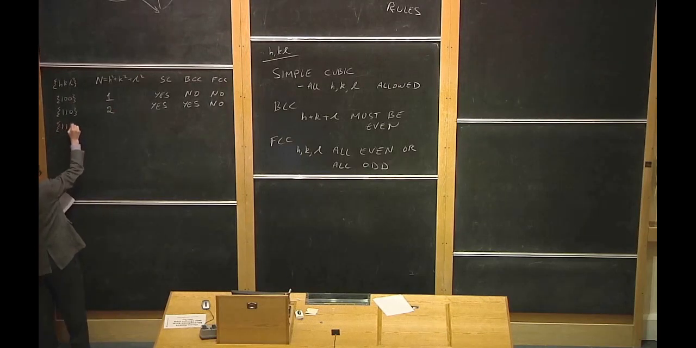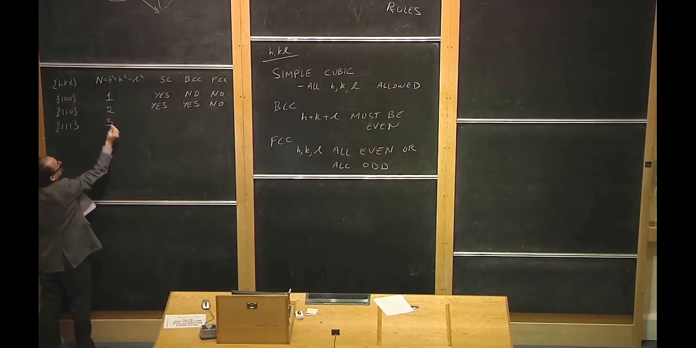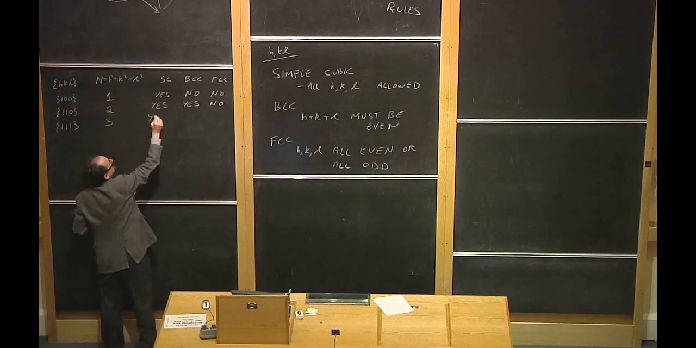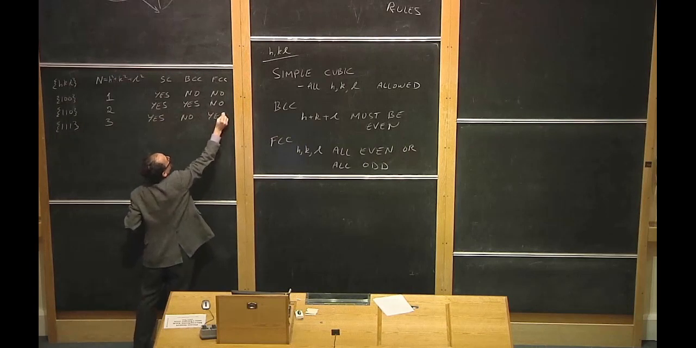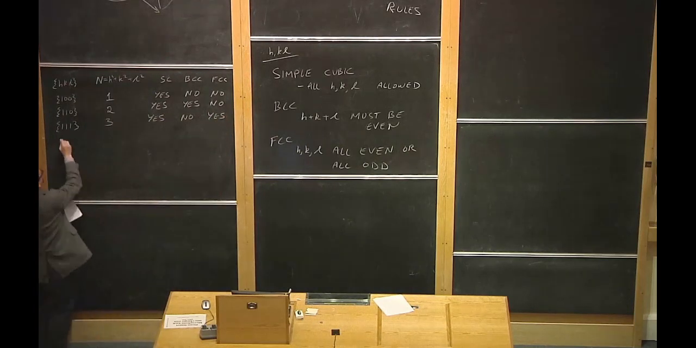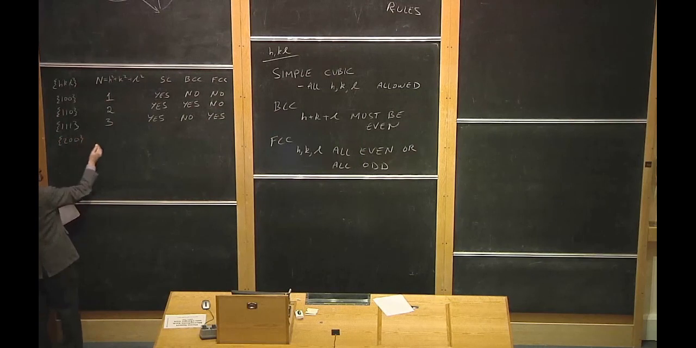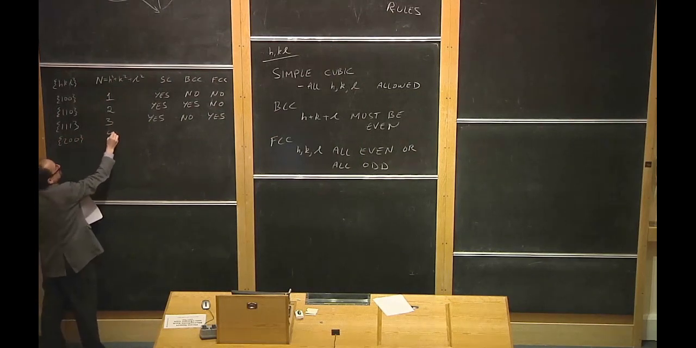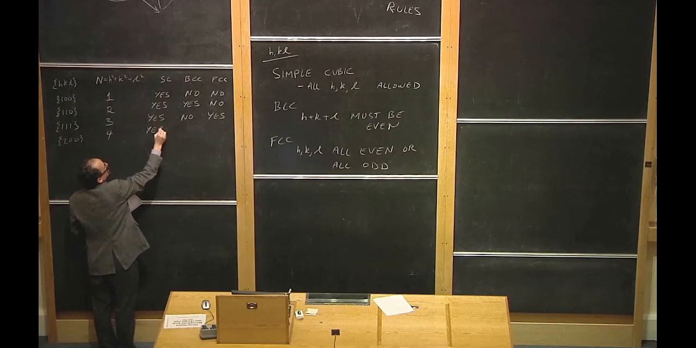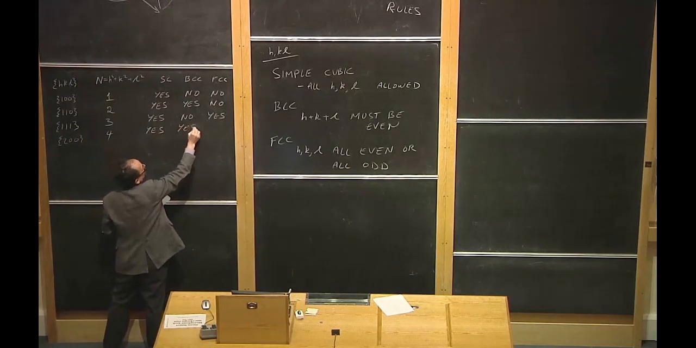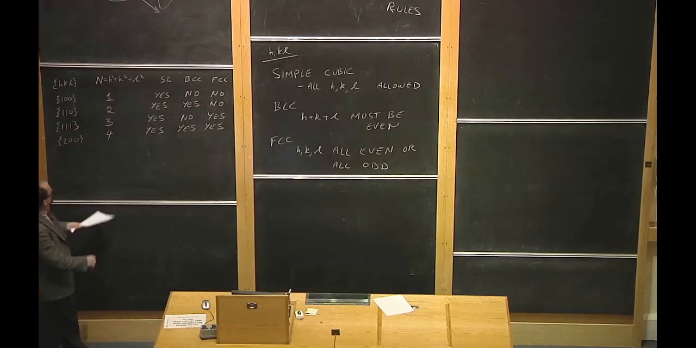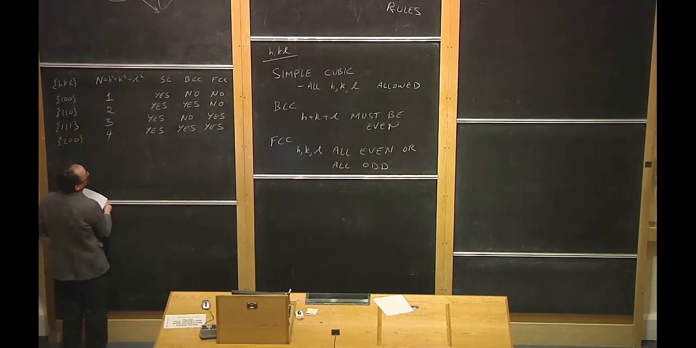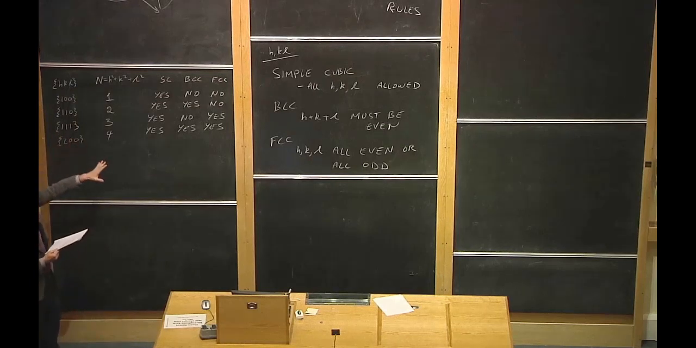1, 1, 1. h squared plus k squared plus l squared is 3. It's allowed for simple cubic. For BCC, it's not allowed because the sum is odd, but it is allowed for FCC because they're all odd. Then 2, 0, 0. Keep going. So 2 squared plus 0 squared plus 0 squared is 4. It's allowed for simple cubic. The sum is even, so it's allowed for BCC. And they're all even, so it's allowed for FCC. And you can make up a big table of these things. It's worth doing to keep track of which Miller indices you should observe for which possible lattice type.